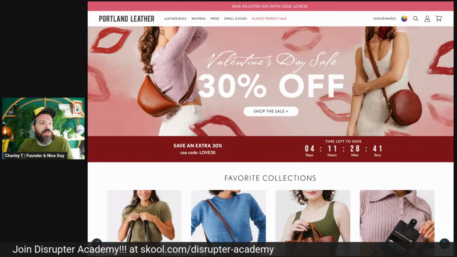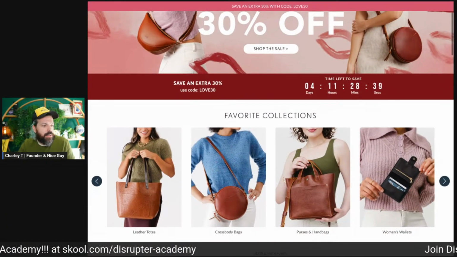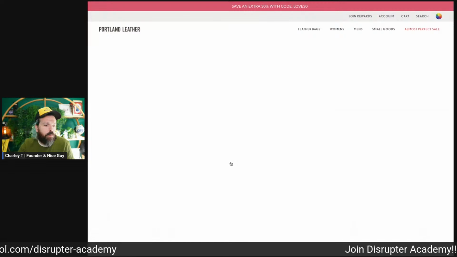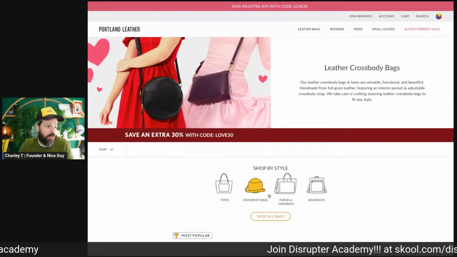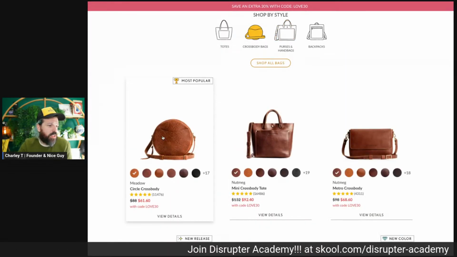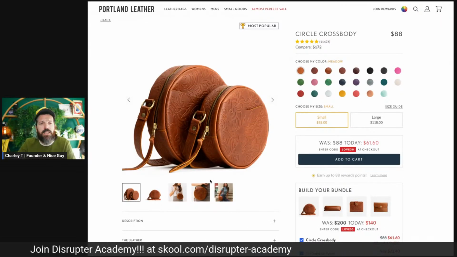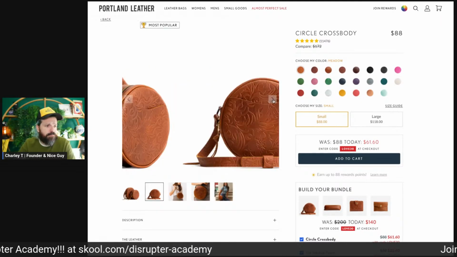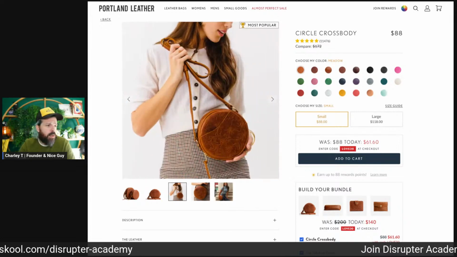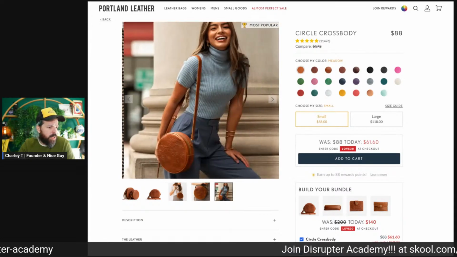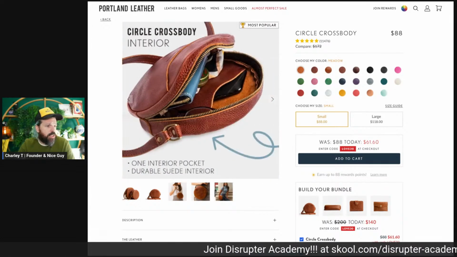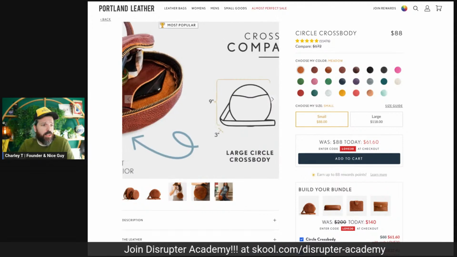All right. So this is Portland Leather Goods. Let's go ahead and say crossbody bags. We're going to promote a product. Let's get to the product page. All right. Let's promote this circle crossbody. Love it. Now, what's a killer ad like this going to look like? Well, why not this? What about that? Cool. There's another picture. Awesome. Great. There's another one. Now we have 2 3-2-2 ads worth of creative.